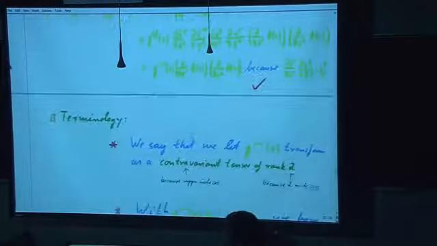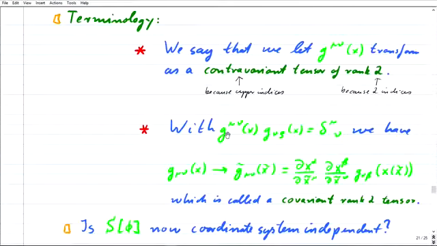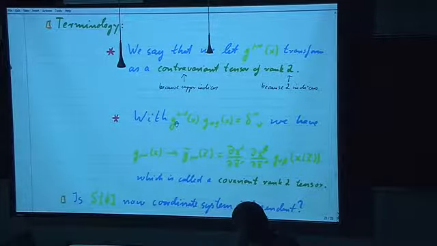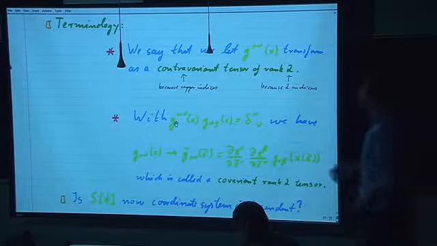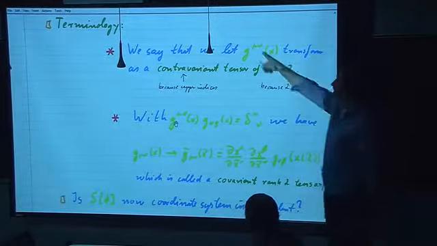Okay, so we say that g mu nu has been given the transformation rule as a contravariant tensor of rank 2. Contravariant means upper indices, and tensor of rank 2 means there are two of them.